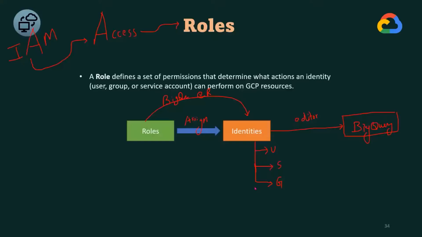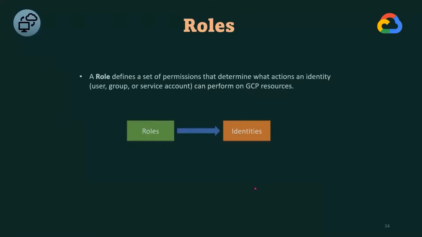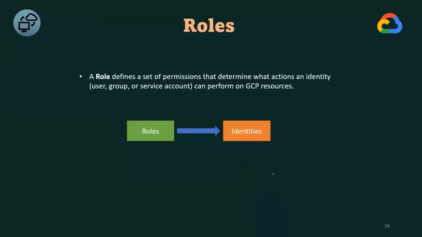a role defines a set of permissions that determine what actions an identity can perform on GCP resources. Roles are assigned to the identities. Okay, you can see here, a role is a collection of permissions. You can't grant a permission to the user directly. Can I grant a permission to the user directly? No, only through a role you can grant it.